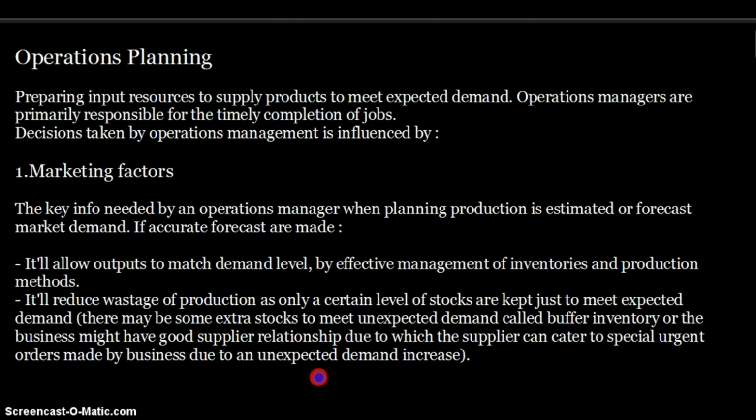You don't keep some extra stock, but there may be some extra stock to meet unexpected demand, called buffer inventory, or perhaps the business might have good supply relationships, due to which the supplier can cater to special urgent orders made by the business due to an unexpected demand increase. So a good business will always be prepared for the unforeseen future. They will try to have some extra stock just in case of an unexpected demand rise. They can either have some extra stock called buffer inventory, or they could have good relationships with their supplier. So whenever you place an urgent order or a special order with the supplier, they can cater to that efficiently.